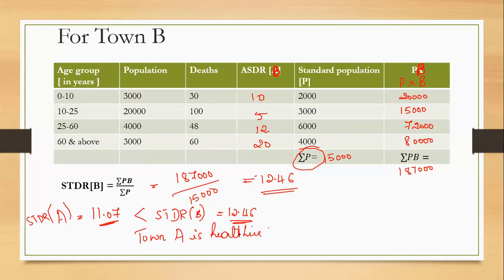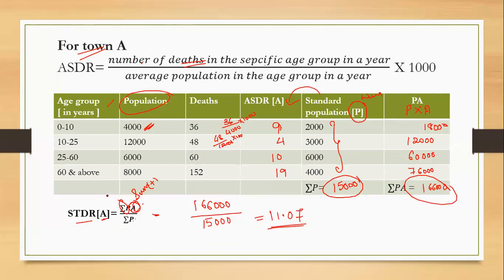Town A is healthier. So whichever standardized death rate is less is considered the healthier town. Okay, did you all understand this problem? Such type of problems, see, for this calculation I will tell you the marks.